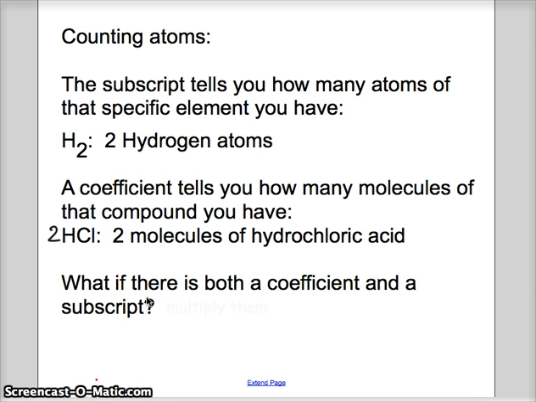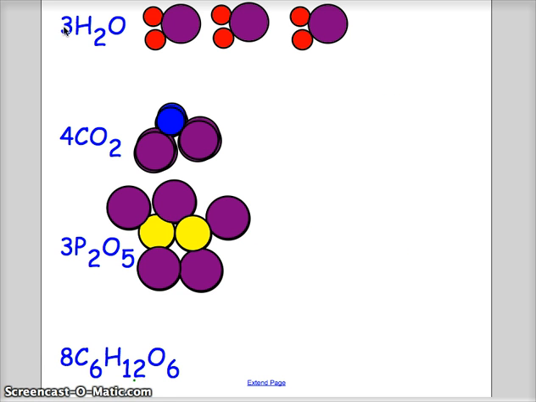So what if there's both a coefficient and a subscript? Some of you might be very math oriented and have an idea of how to do this already in your head, but I'm going to start by showing you diagrams and explaining it that way and then bringing the math into it. Okay? So the first example I have here, 3H2O, or 3 water. So I have 3 water molecules right here. If I want to know how many hydrogen and oxygen I have, I could just look at my picture right now. You're not always going to have this, but for now we're going to start with this.